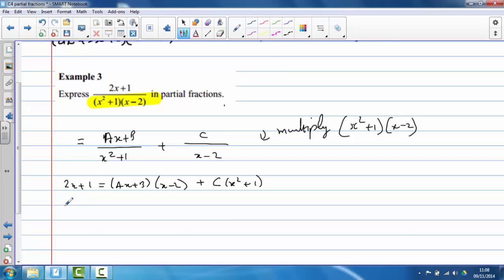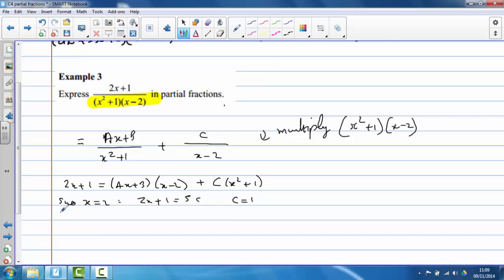Now to solve this, what we could do is substitute x equals 2 into here, and the whole part becomes 0. We're left with 2x plus 1 equals c, x squared is 2, so 5 times c, and then equals 5, so c equals 1.